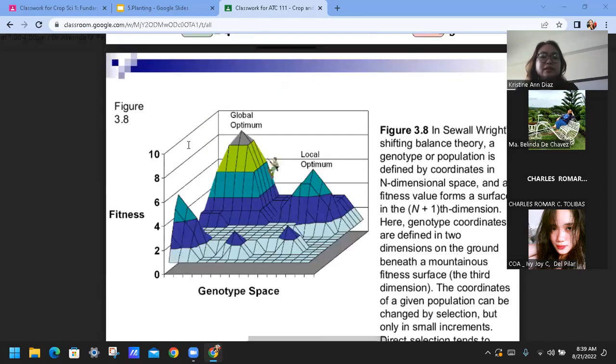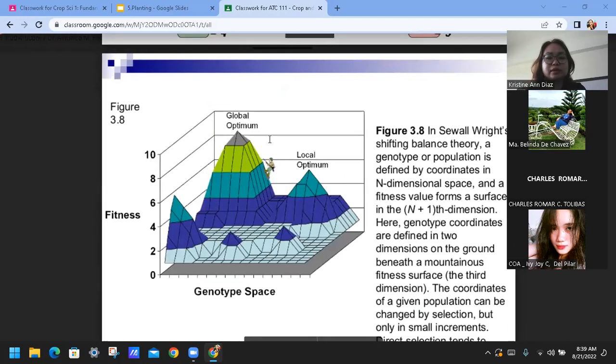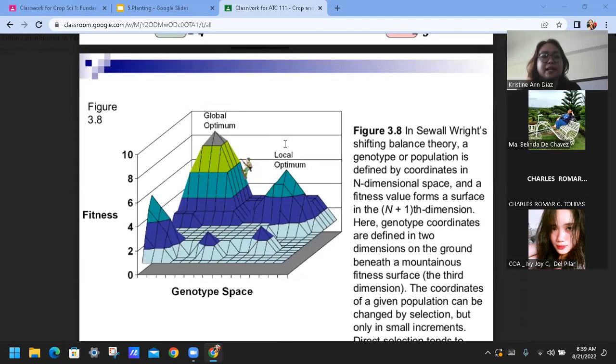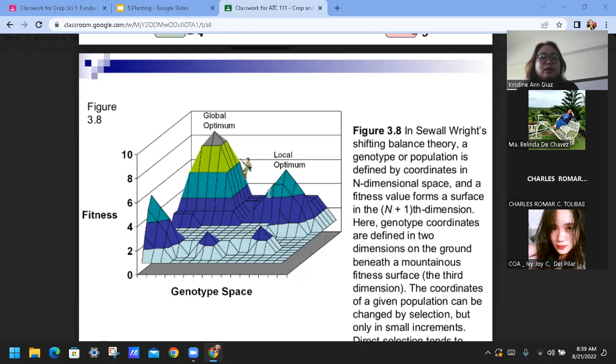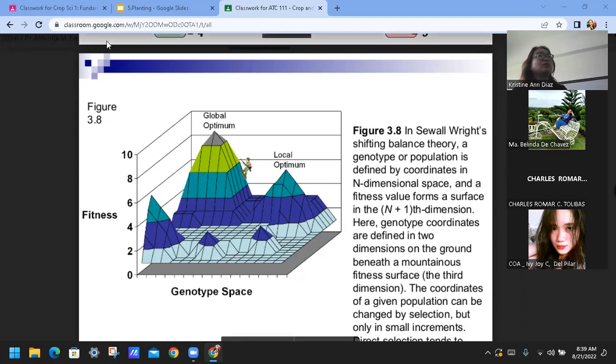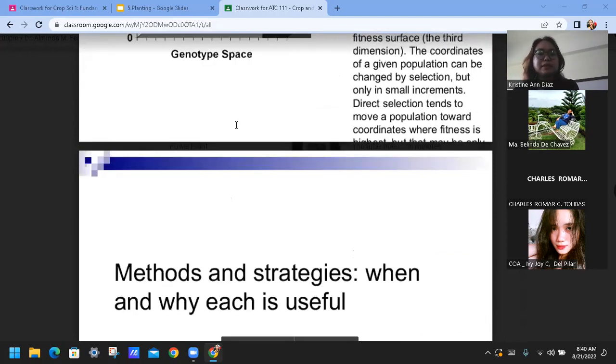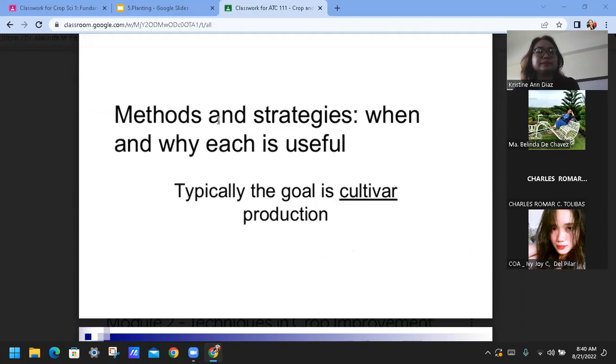So this is another theory to show you, the Sewall Wright shifting balance theory, where of course sometimes you fit in, no, we have global optimum, local optimum, and fitness genotype space. Genotype space kung asang mga genes ang nagamit in this particular activity mo to enhance or activate, no. So it just means like that. And so the methods of studying is when and why each is useful in cultivar production.